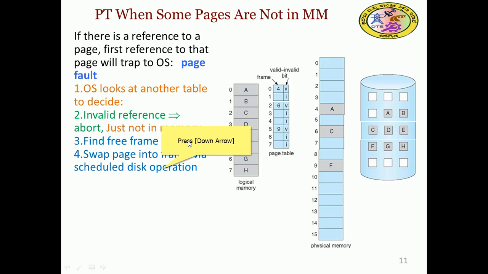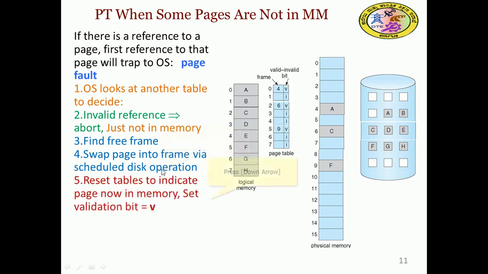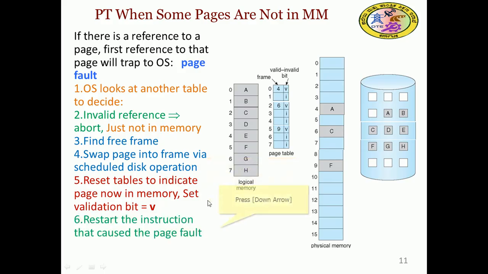Swap the page into a frame via a scheduled disk operation. Then reset the tables to indicate the page is now in memory, and set the valid bit V. Then restart the instruction that caused the page fault. So wherever the invalid bit is there, that is an invalid page fault, and for that we restart the instruction.